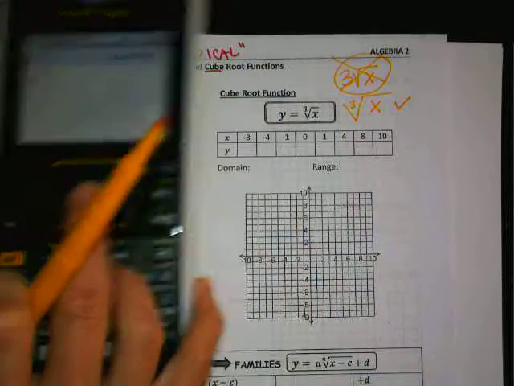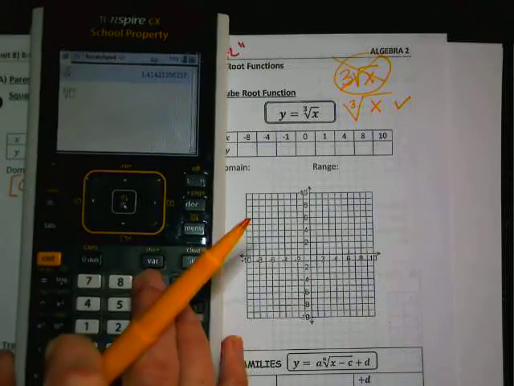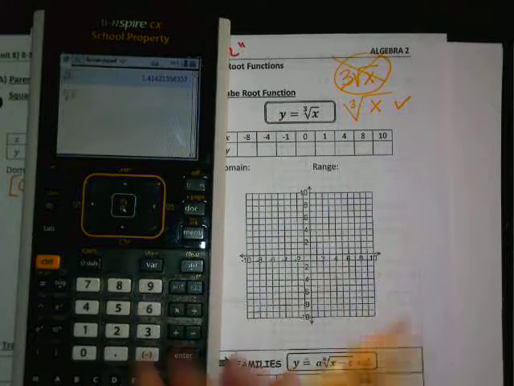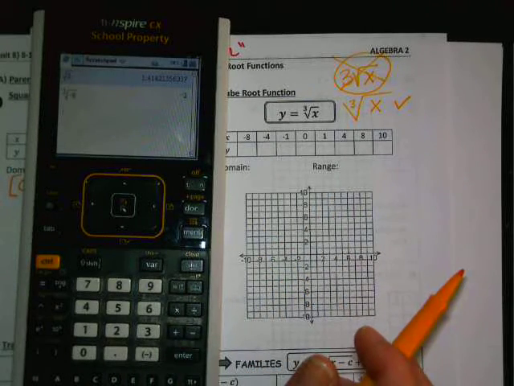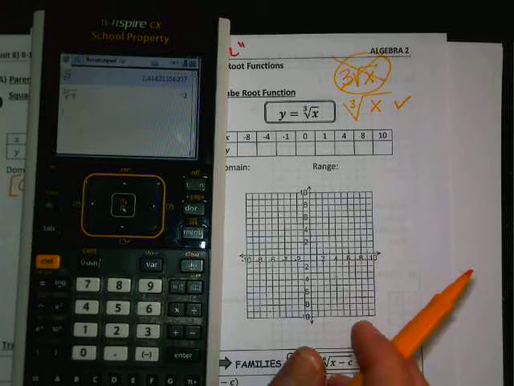And then if I want to start filling out the table, I'm going to put -8 in there. How do you do undefined? With square roots you do.